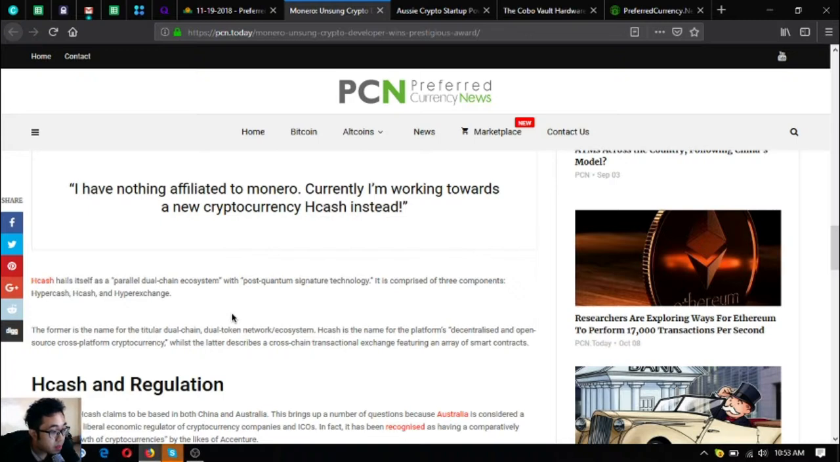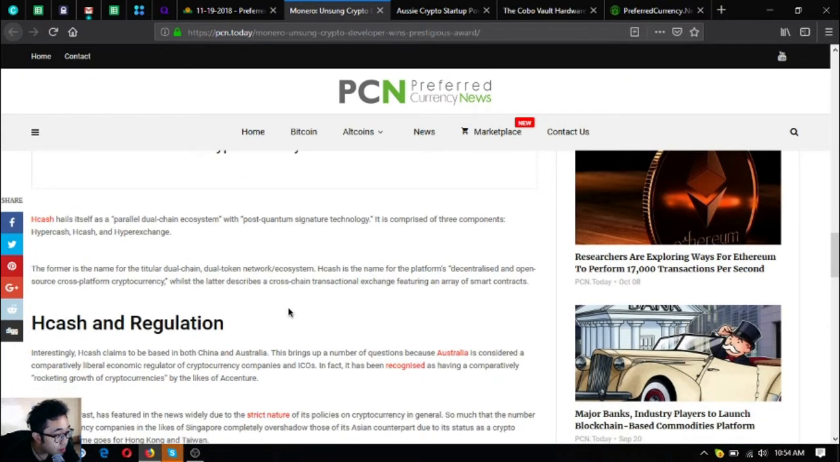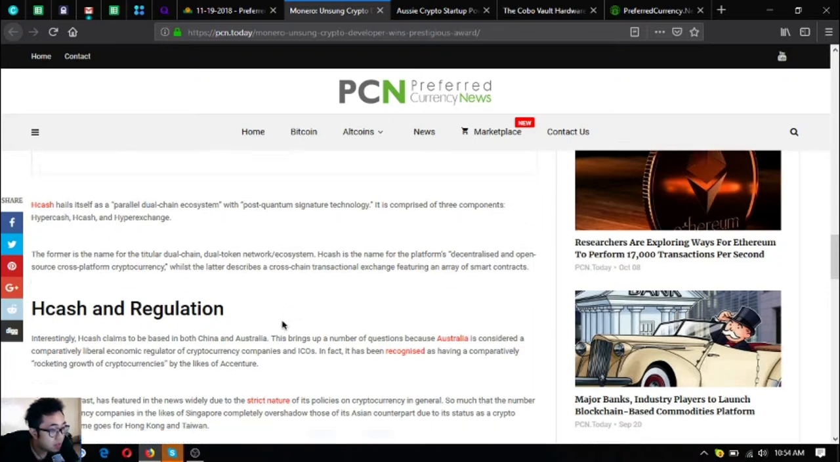It is comprised of three components: Hypercash, Hcash, and Hyperexchange. The former is the name of the titular dual-chain, dual-token network ecosystem. Hcash is the name for the platform's decentralized and open-source cross-platform cryptocurrency, whilst the latter describes a cross-chain transactional exchange featuring an array of smart contracts.